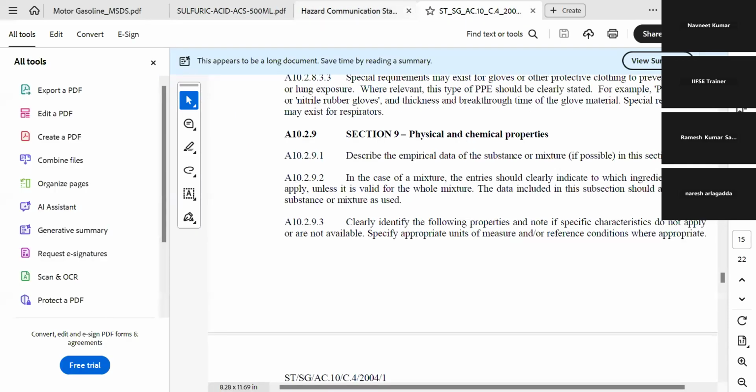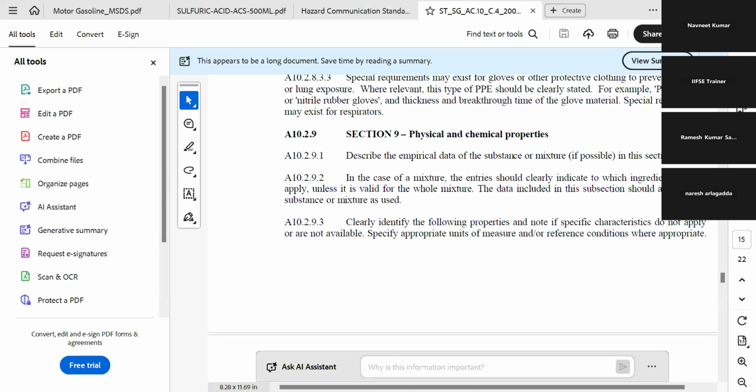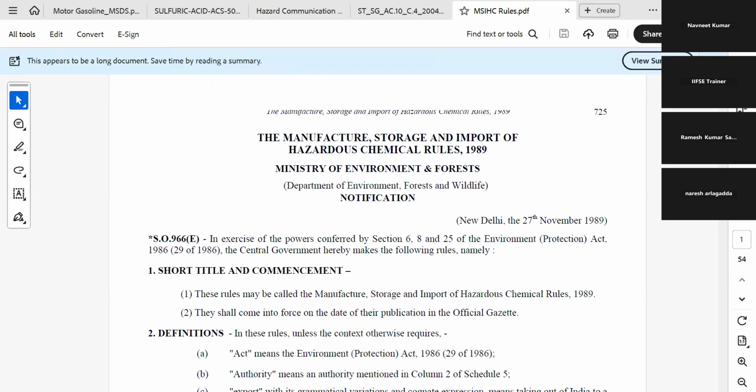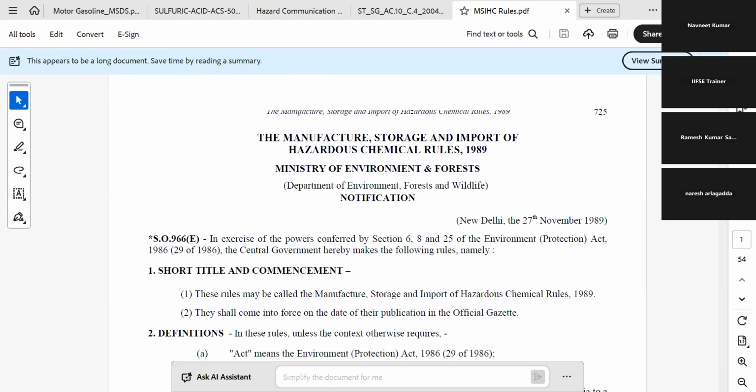And also I'll just open this as well. One second, please. MSIHC rules. There also I'll show you. Are you able to see the MSIHC rules? Manufacture, Storage and Import of Hazardous Chemicals Rules 1989.